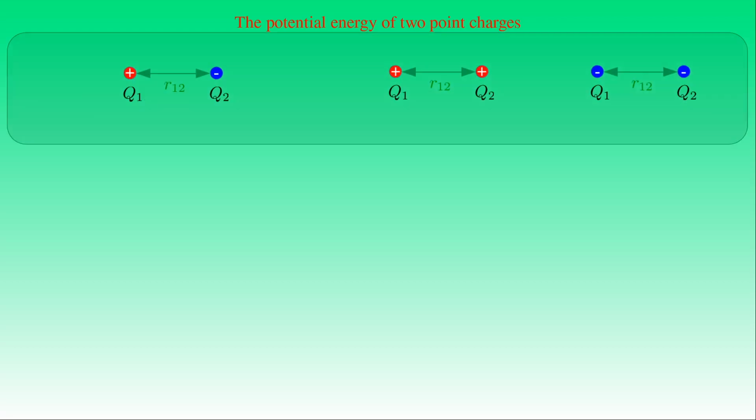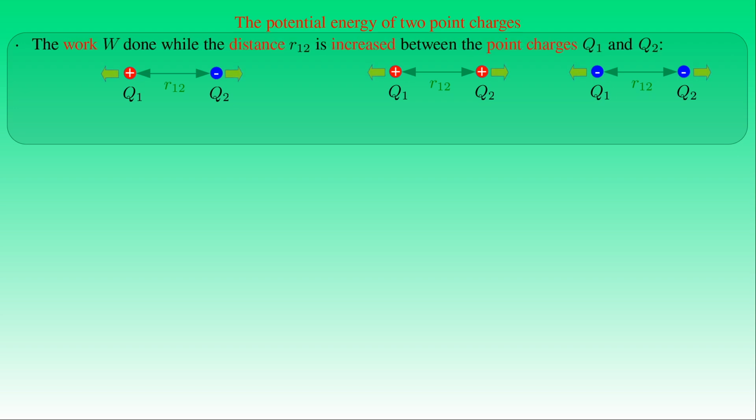Now we determine the potential energy stored in a system of two point charges. Let us consider two point charges Q1 and Q2 separated by the distance r_12, where the two point charges can be like or opposite charges. In order to increase the distance between them, we need to do some work against the electric field due to the system while displacing any or both of the point charges.